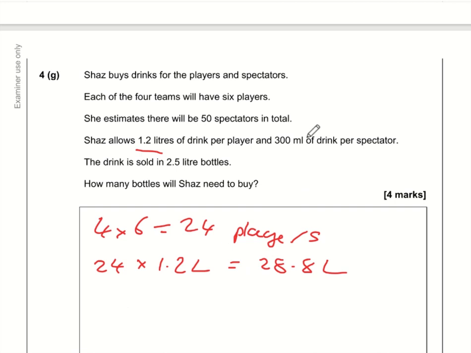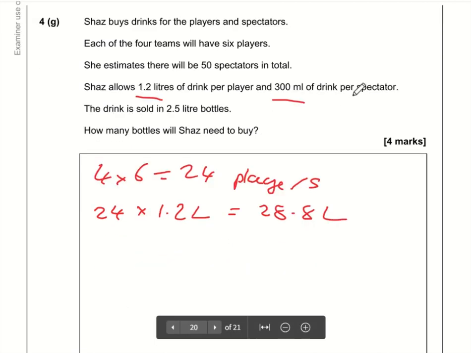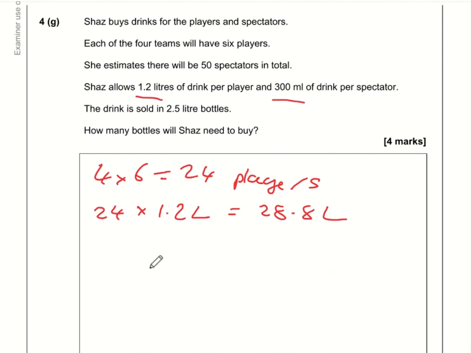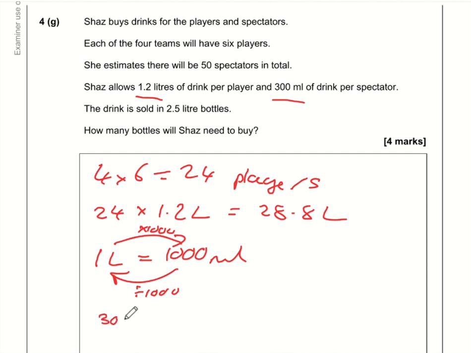Now the problem here is the spectators are drinking a lot less, so the amount they drink has been put in millilitres. So let's turn that into litres. Now 1 litre is 1,000 millilitres. So if we're going from litres to millilitres, we multiply by 1,000. So if we're going in the other direction, we are dividing by 1,000. 300 divided by 1,000 is 0.3 litres.